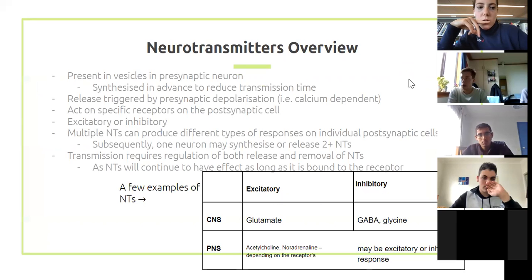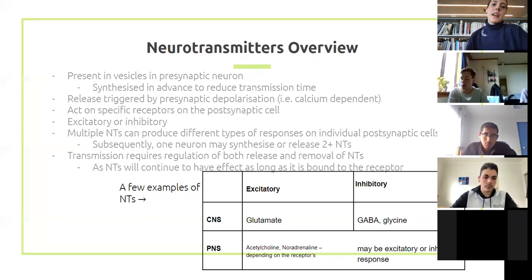Okay, and then just an overview of neurotransmitters. I don't think these are super important yet. Essentially, they can either be excitatory or inhibitory. I personally don't think you need to learn this stuff, but there's just some information here. These are just examples.